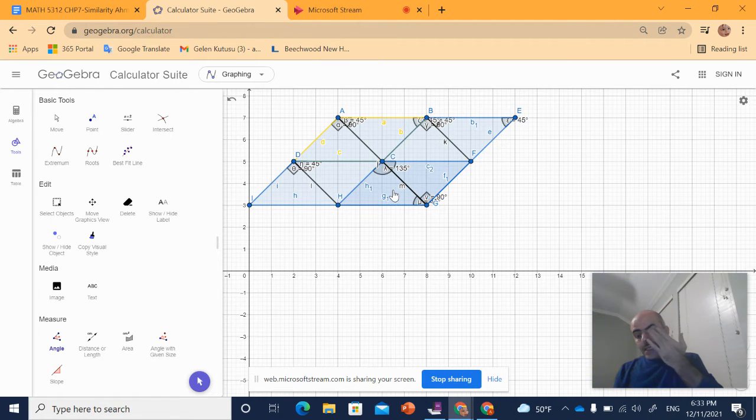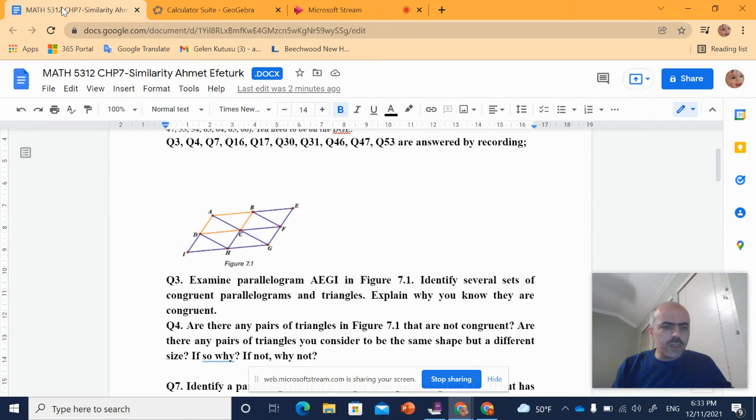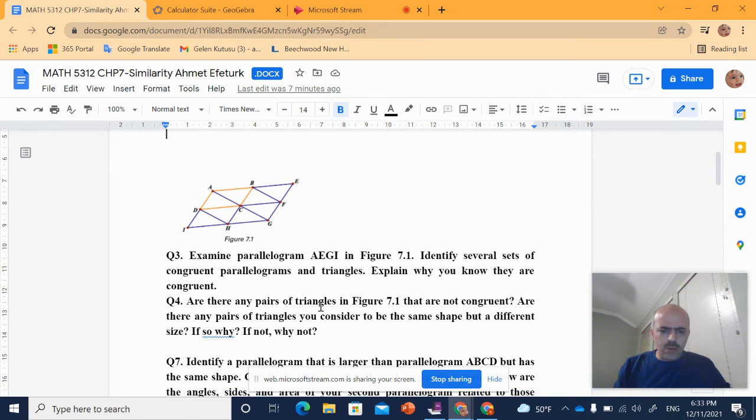That is why we can see here that all the triangles are congruent, as well as all the parallelograms are congruent. So we can see the other question. I guess it was the question: are there any pairs of triangles in this figure where the shape is the same but the size is different?